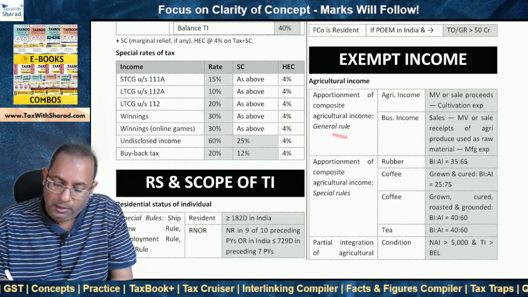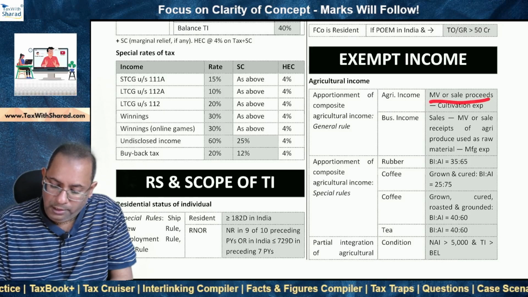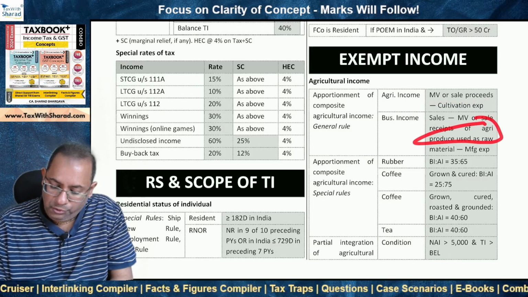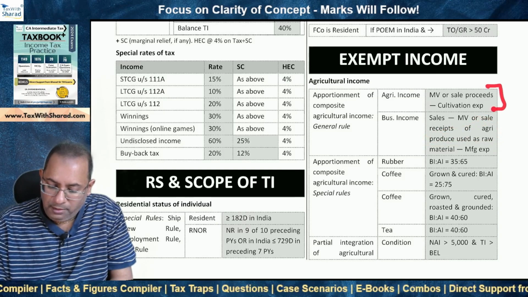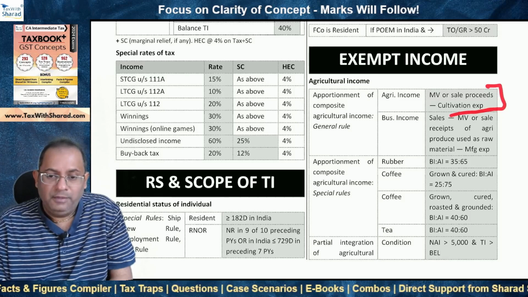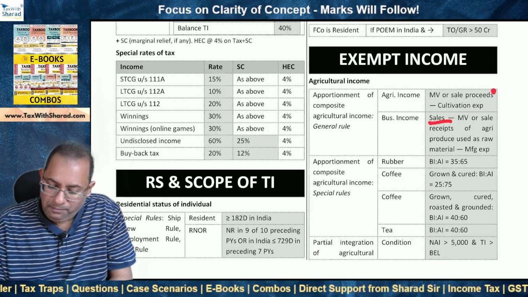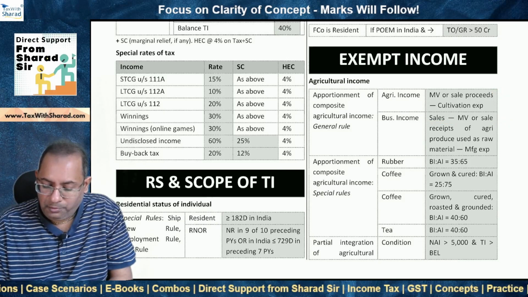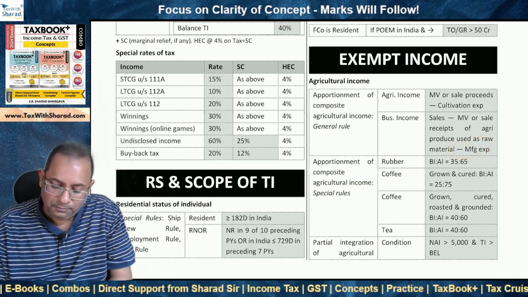In the general rule, how do we compute agricultural income? Market value or sale proceeds of agricultural produce used as raw material minus cultivation expenses. How do we compute business income? Sales minus the market value or sales receipts of agricultural produce used as raw material minus manufacturing expenses.